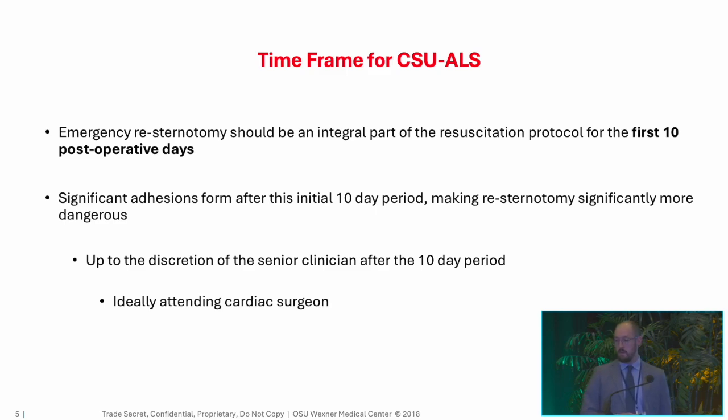Time frame for CSU ALS: generally this protocol is recommended for the first 10 postoperative days, and the reason for that is because significant adhesions start to develop after about 7 to 10 days, so the risk of going back into the chest emergently, especially with a relatively untrained provider, becomes much higher. So what we say is, after 10 days, it's exclusively up to the purview of the attending surgeon to determine whether we're going to do an emergent resternotomy or not.